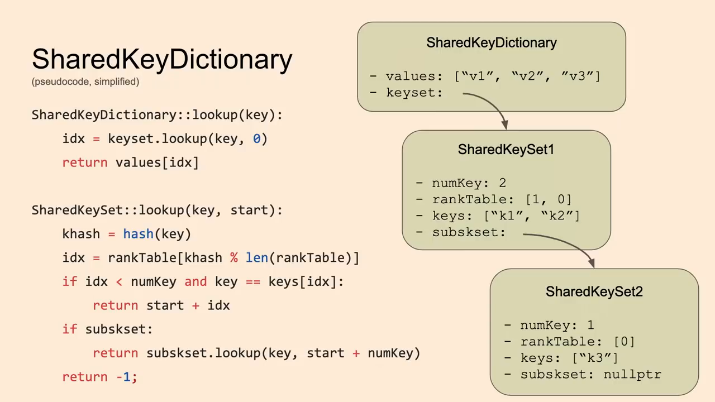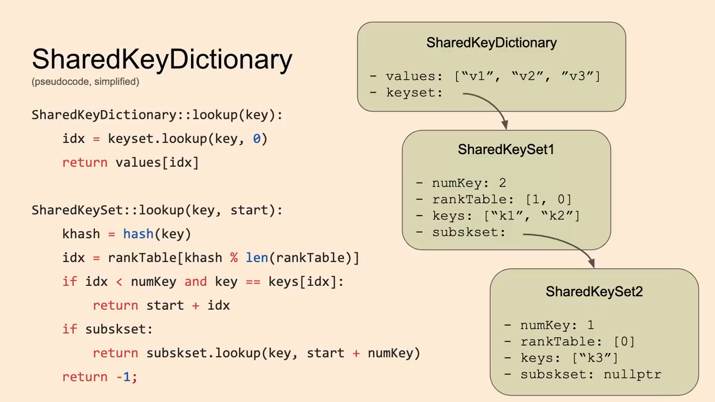It's a dictionary, so its purpose is to map keys to values. The lookup method is really simple. It just looks up an index in a key set. So every shared key dictionary has a shared key set. And then that index is used to index into some array. Okay, so that's quite simple.